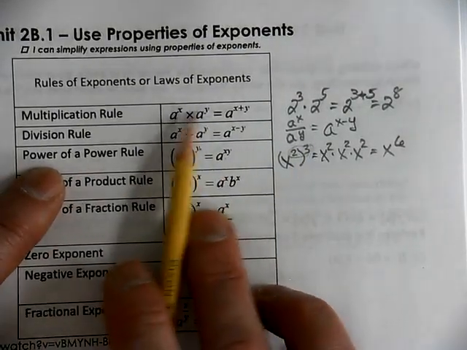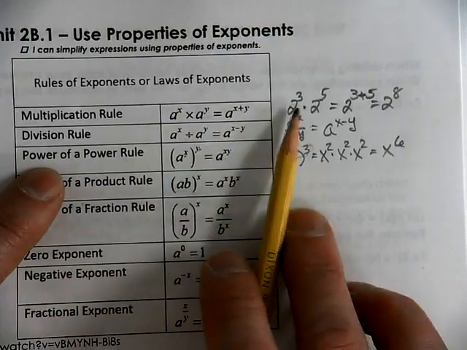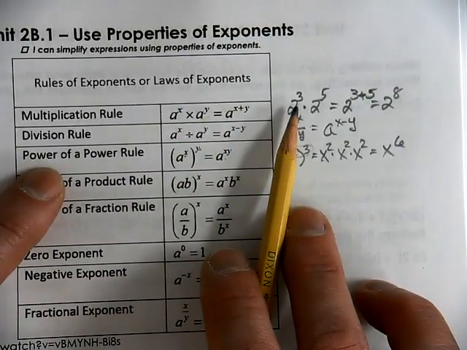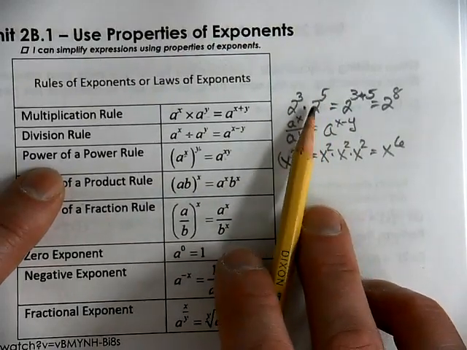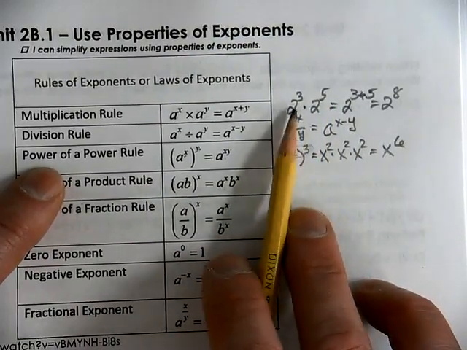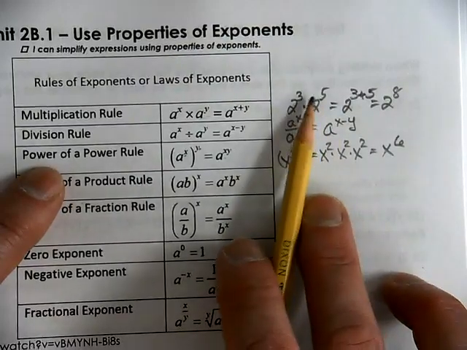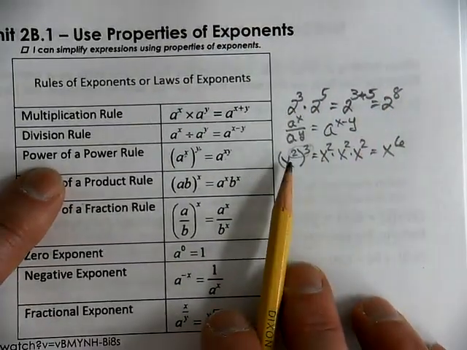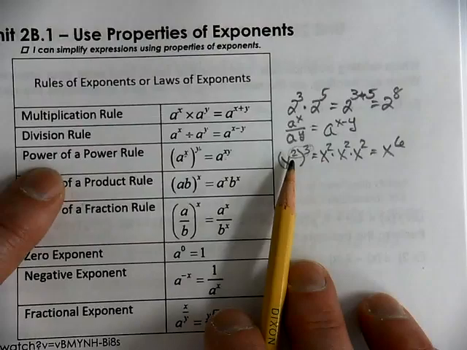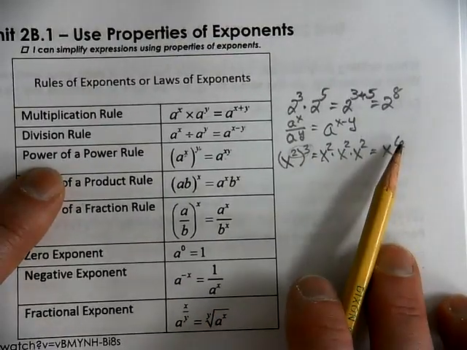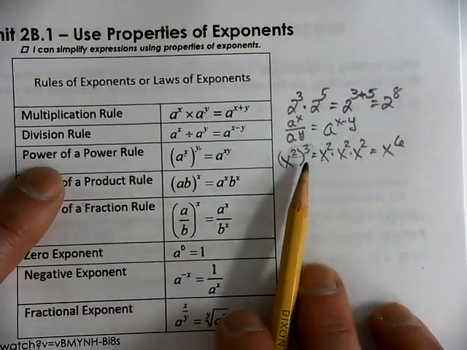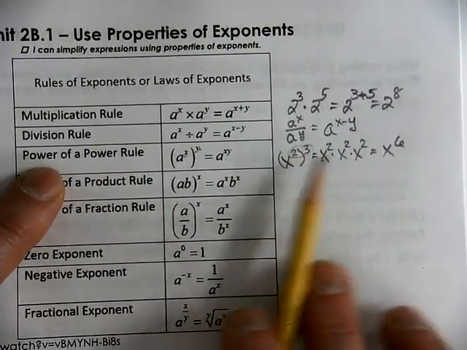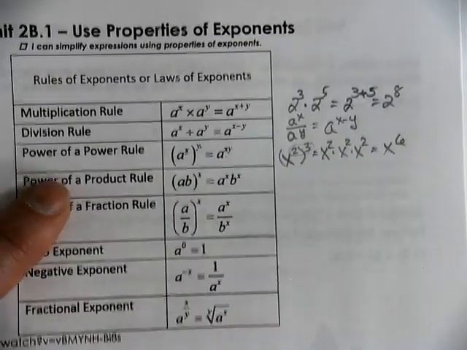Notice that's different than what we did up here. This one was just 2 to the third power times 2 to the fifth power. We're multiplying the same base. So multiplying the same base, you add exponents. When you raise a power to the power, you multiply those because you're repeating that the same amount of times. So it's a time situation. It's a multiplication.